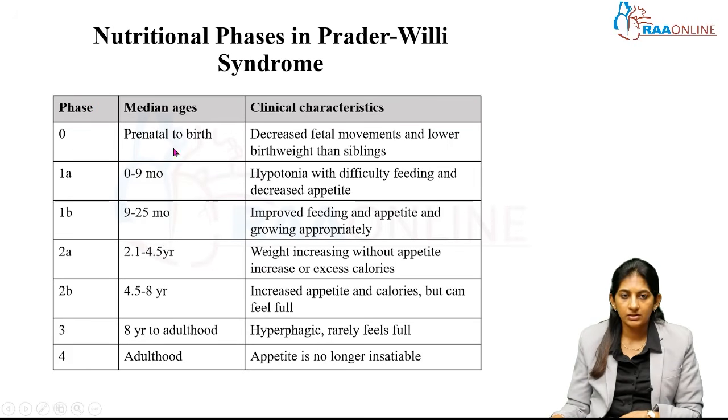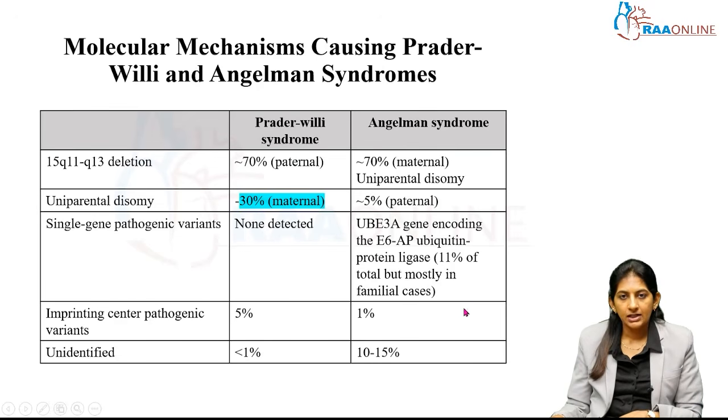See, from birth to 9 months, they have difficulty in feeding. Beyond 9 months, their feeding improves, their appetite improves voraciously. So they start gaining weight, and they are hyperphagic, and they rarely feel full after their meals. And coming to Prader Willi syndrome, only 25 to 30% is due to UPD, that is uniparental disomy. This is maternal uniparental disomy, and in the remaining 70%, there is a gene deletion at 15q11, right? So 15q11 gene deletion is causative for 70% of Prader Willi syndrome.